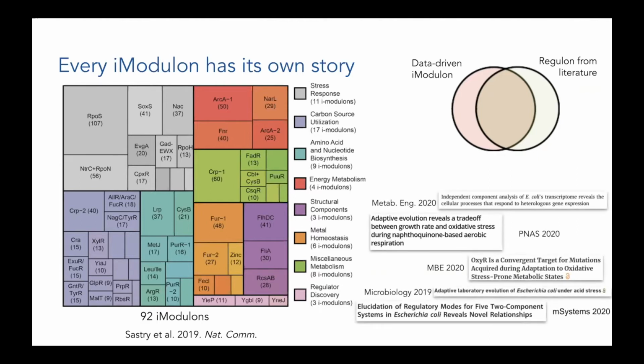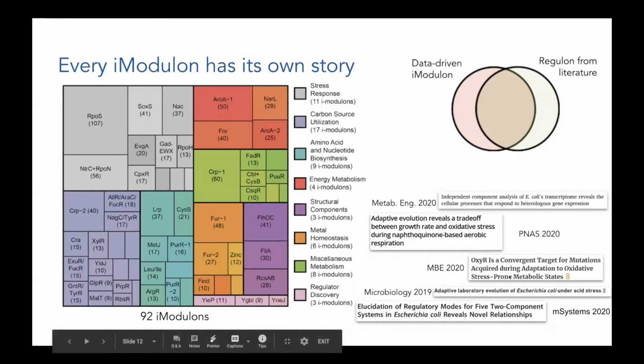And we used iModulons in a couple of different publications in the past year. For example, we used them to understand the response to heterologous gene expression, to look at a trade-off between growth rate and oxidative stress in aerobic respiration, to characterize mutations in OxyR, which is an oxidative stress regulator, and to elucidate a few of the 2-component systems in E. coli.